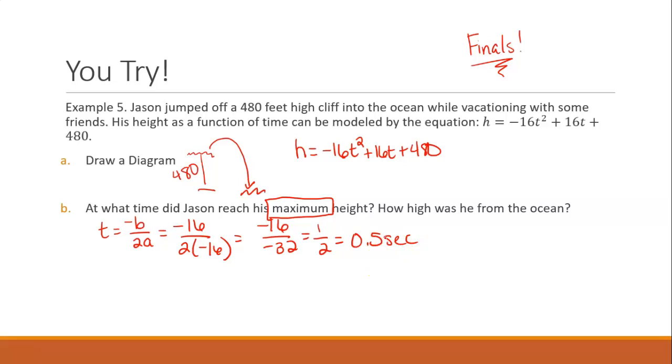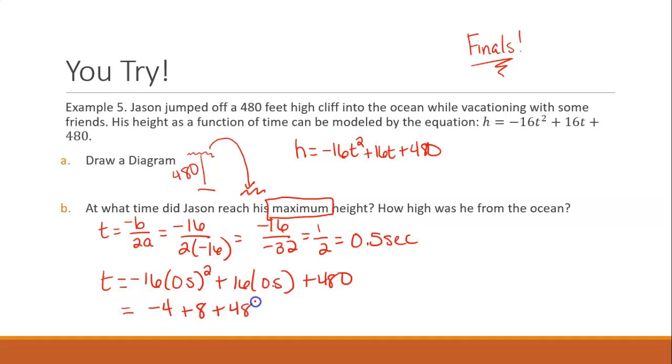And then how high was he from the ocean? So we are going to substitute in our 0.5 into our equation. So it's negative 16 times 0.5 squared plus 16 times 0.5 plus 480. This is going to become negative 4 plus 8 plus 480, which is going to give us 484 feet. So it took him half a second to get to his maximum height, and at that time he was 484 feet. So he could only jump about 4 feet into the air.